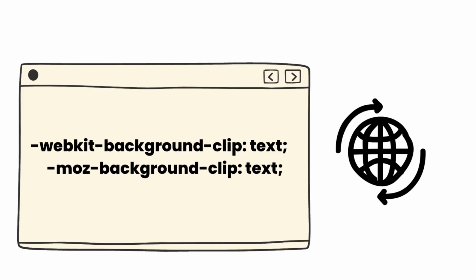Notice the WebKit and Moz prefixes. They ensure our code works across all browsers, as some use different names for same properties. It is always a good idea to include these for maximum compatibility.